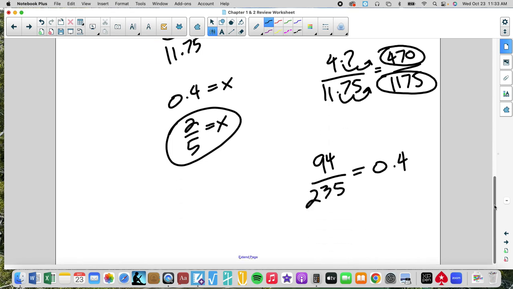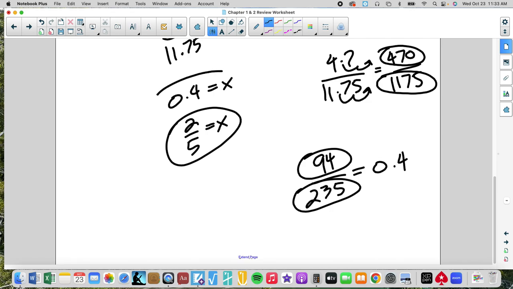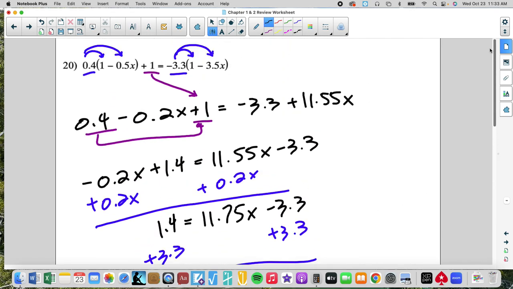What goes into that? So 47 goes into both of these. 235 divided by 47. Yeah, 5 times. So that goes in 5 times and that goes in 2/5. There's my 2/5. Either of those are okay.